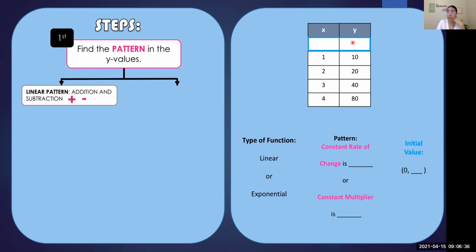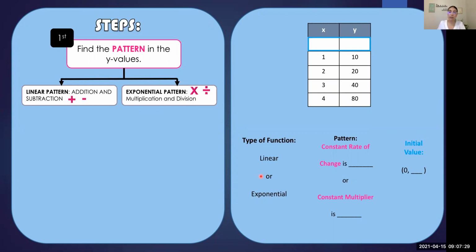They were growing differently. The linear pattern is going to be addition or subtraction. Not all of these tables are going to grow. Sometimes we do have those tables that are getting smaller, and we're going to talk about those too. So your patterns can be an addition or a subtraction pattern. If you have an addition or subtraction pattern, we say that is a linear function. You can have a multiplication or a division pattern. And if you have a multiplication or a division pattern, we say that is an exponential function. So that first step of finding your pattern tells you if it's linear or exponential.